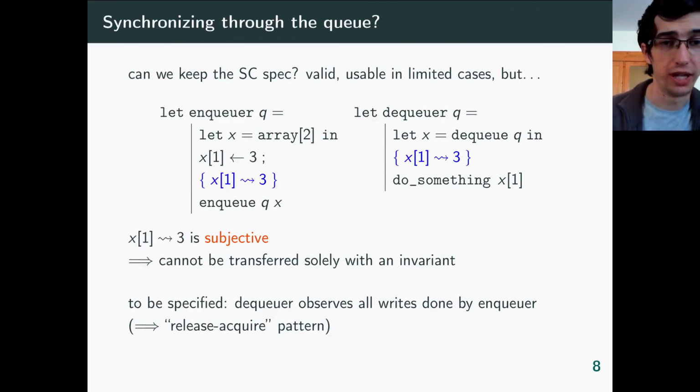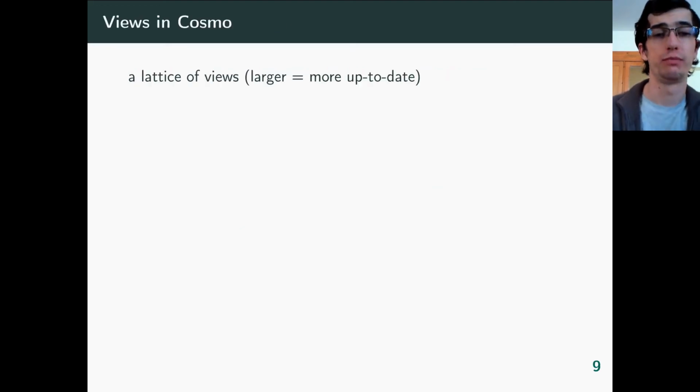From the logical perspective, the user wants to transfer points-to assertions from A to B, but as I said, points-to assertions are subjective, so the user cannot simply put them in an invariant, and we need something more. So it's time for me to explain how views and synchronization work in Cosmo.